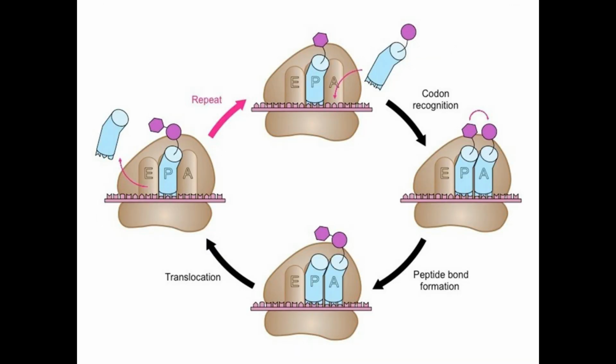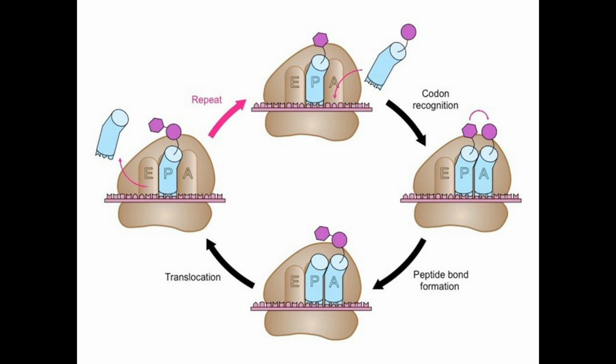Now we move to the second step, which is called elongation. Before we proceed to elongation, in this diagram we have to see the three sites on the ribosomal subunit. On the larger subunit of the ribosome, we can see three sites marked as A, P and E. A site is called the acceptor site. P site is called the peptidyl site and E site is called the exit site.